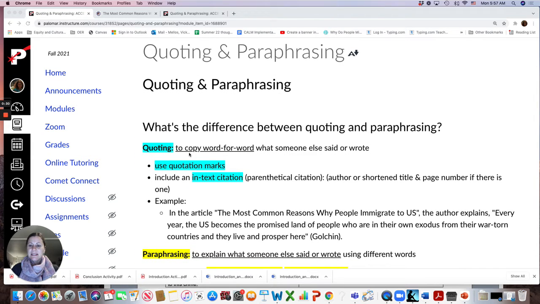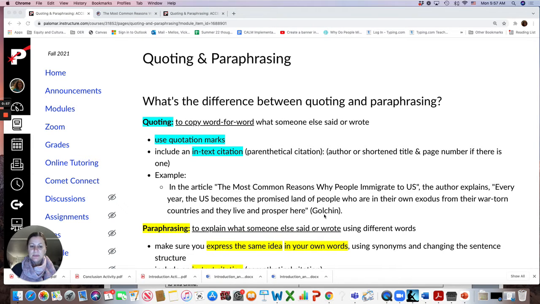Quoting means to copy word for word what someone else said or wrote. And we use quotation marks. These here are called quotation marks. It's really important you copy exactly how it appeared in the original text. You shouldn't change it in any way. That's what makes it a quote. It's exactly the same.